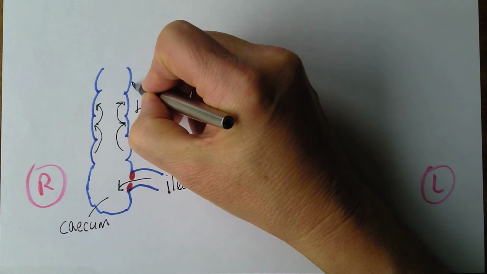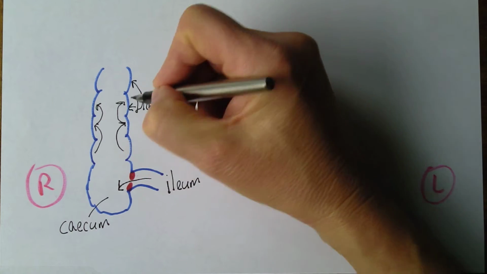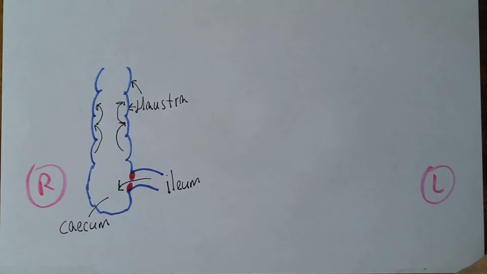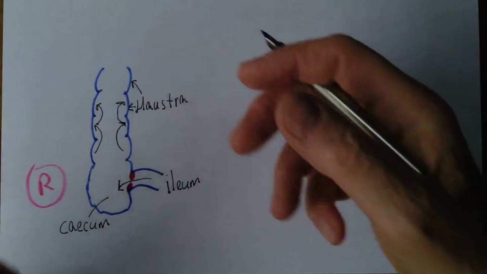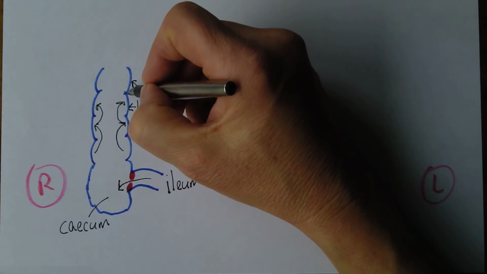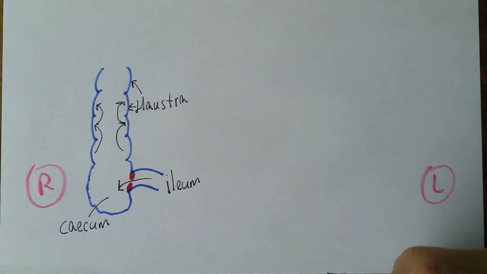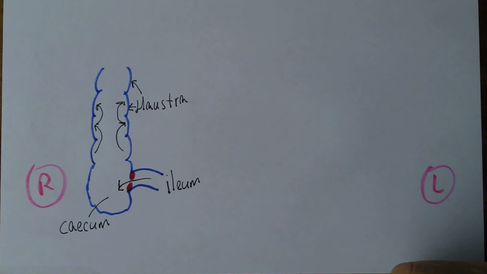These folds are actually caused by differential distribution of the muscle. So there's more muscle there giving rise to a bit of a nip or a tuck.